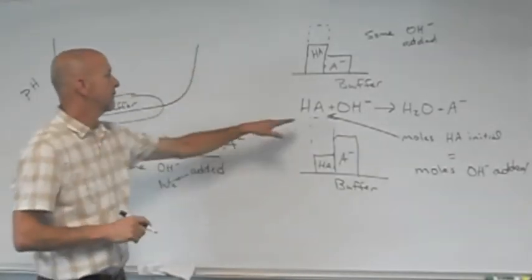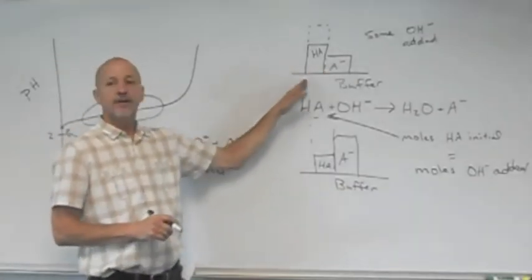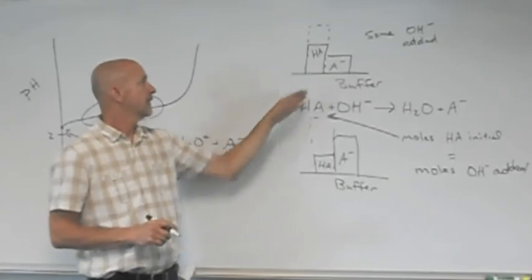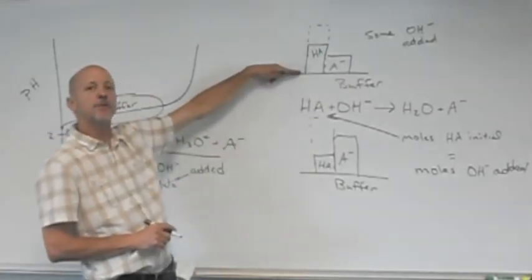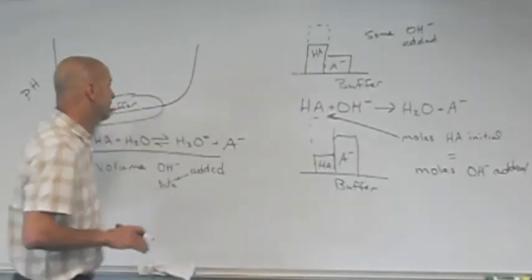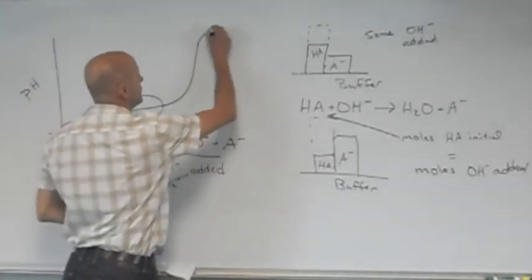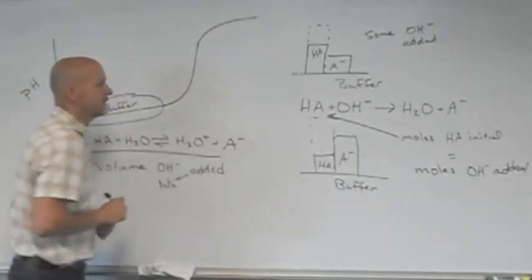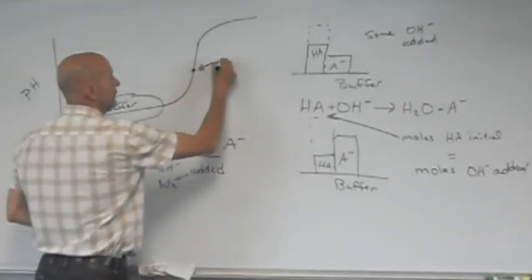At that point, remember, for a buffer to occur, I need significant amounts of the weak acid and the conjugate base. I need enough of both. When I start to run out of this, when I've almost run out of this, I no longer have a buffer. It's no longer stable. I see my pH spike up, and then of course I'll just have excess, and I get this titration curve. This point, the middle of the spike, is called the equivalence point.